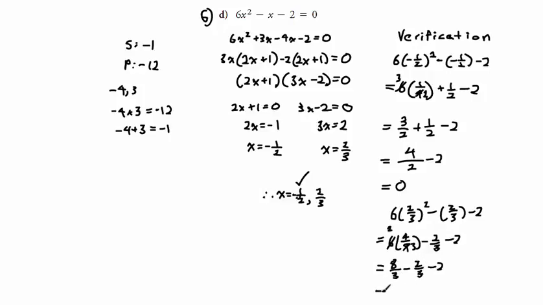It's the common denominator, so we can add them directly. 8 minus 2 is 6. So 6 over 3 minus 2. And 6 over 3 is the same thing as 2. So that pretty much we get 2 minus 2. And 2 minus 2 is obviously 0. So we just verified that this is also a solution to this equation.